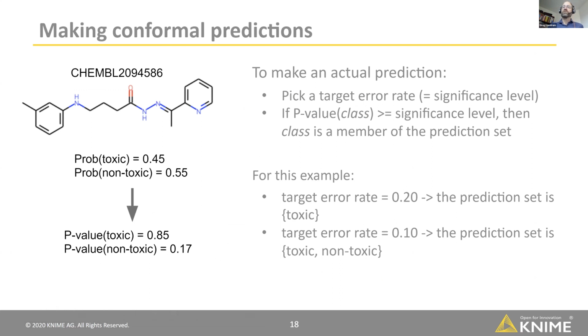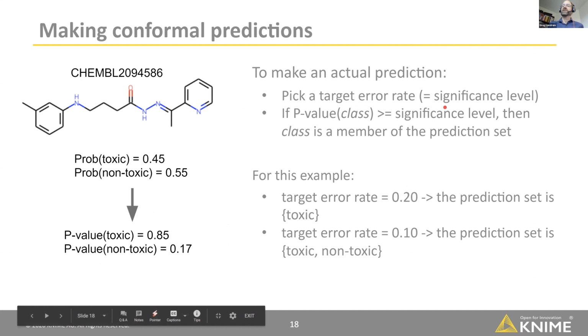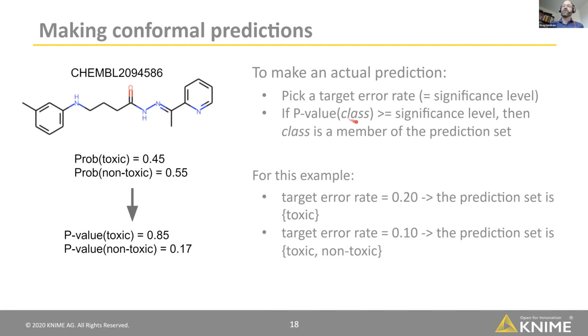So to make the prediction, we pick our target error rate. This is the significance level, and this is what you'll see in the KNIME node. And then to actually do the prediction, I take the p-value for a particular class, and if that is larger than or equal to the significance level, then that class is a member of the prediction set. So in this particular case, if I pick a target error rate of 0.2, the p-value for toxic is 0.85. That's larger than 0.2, so toxic is in the prediction set. 0.17 is not larger than 0.2, so non-toxic is not in the prediction set.